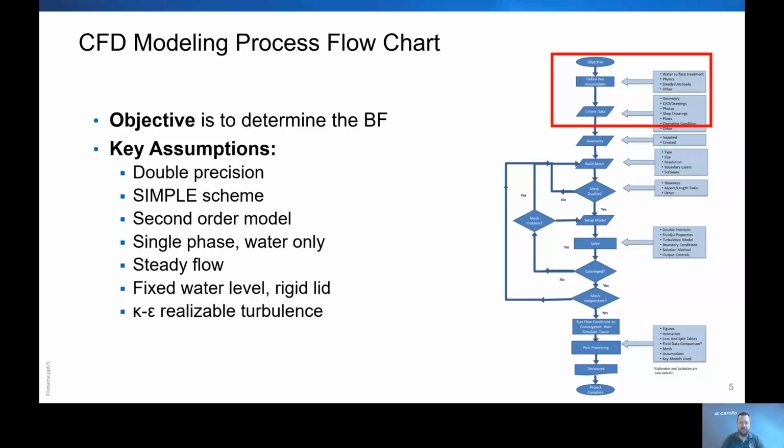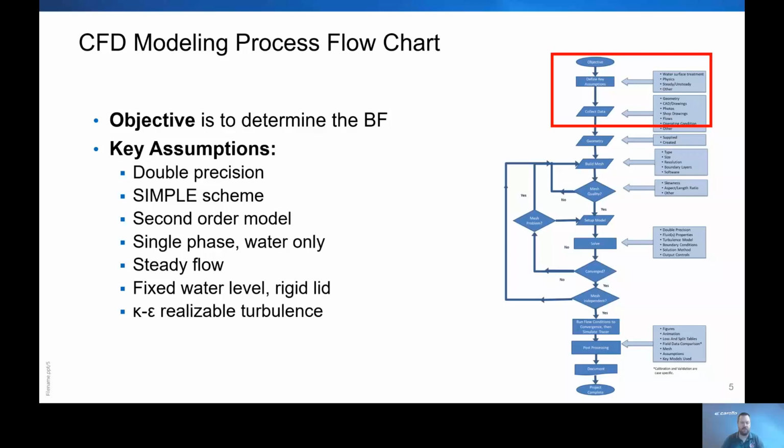So some of the key assumptions and physics that go into our problem. It's going to be a double precision problem, so the computer has a number of decimal places to provide a high level of accuracy. We're going to use the SIMPLE scheme for velocity pressure coupling in our solution. It's going to be a second order accurate model. We want a high level of accuracy on our equation discretization.